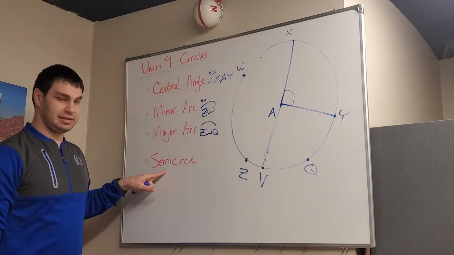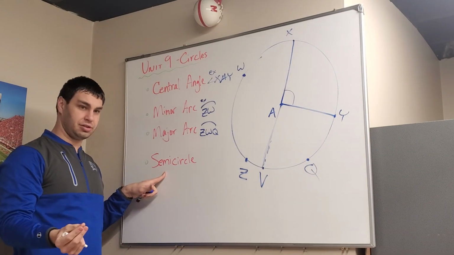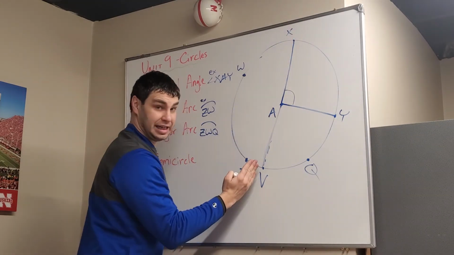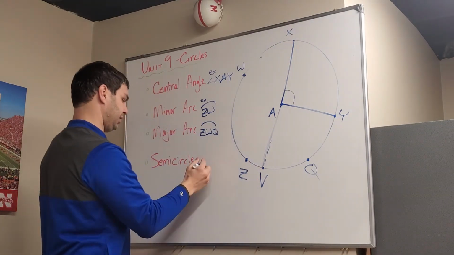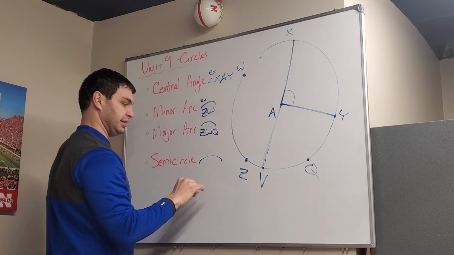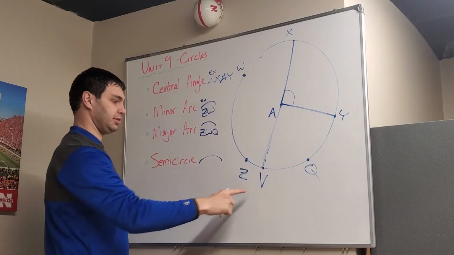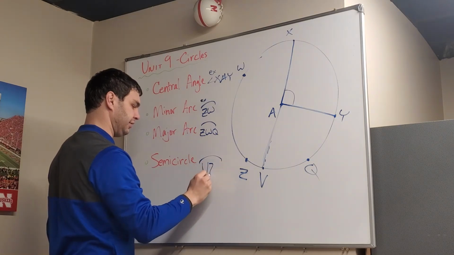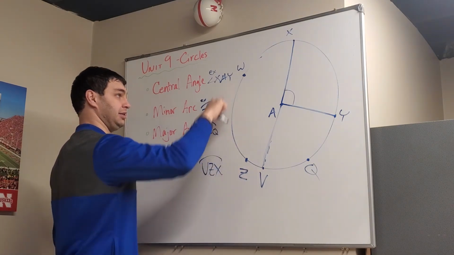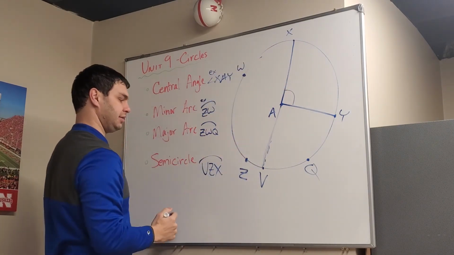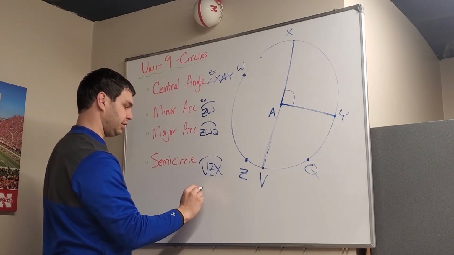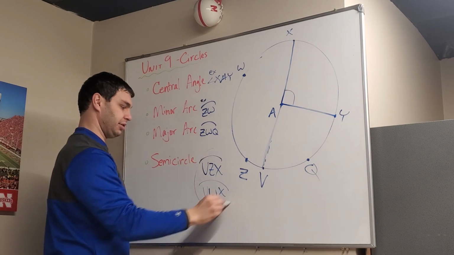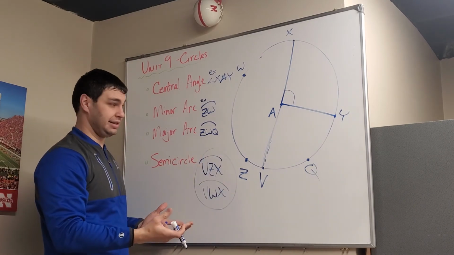The last thing is a semicircle. A semicircle is just half. So again, this usually uses a diameter, and a semicircle also uses three points. So I could say VZX. VZX would be this semicircle. It's just half of it. You could use other letters too. If I did VWX, that means the exact same thing. Those two are equal, because they're talking about the exact same portion.